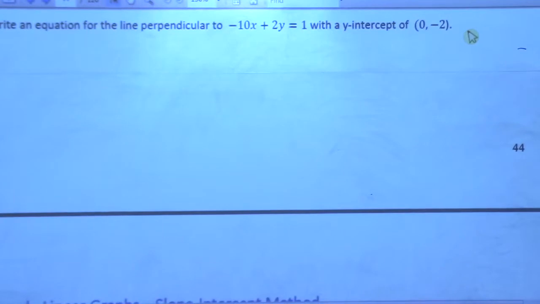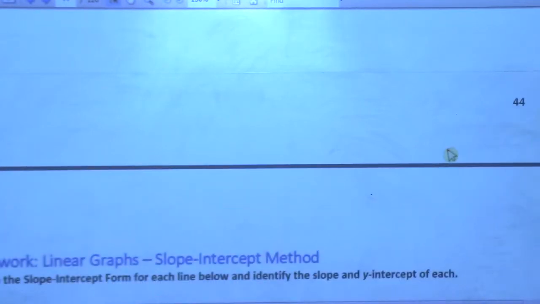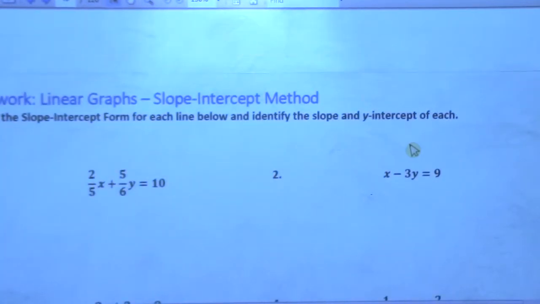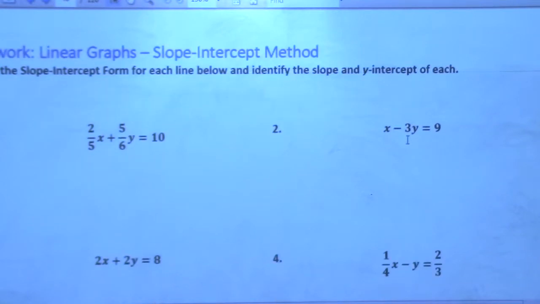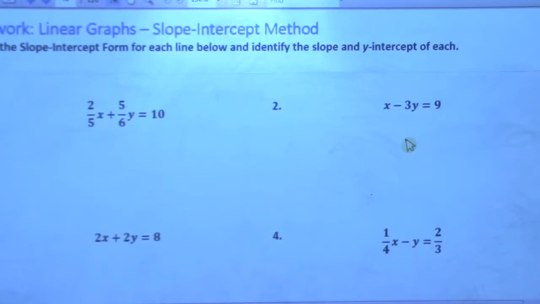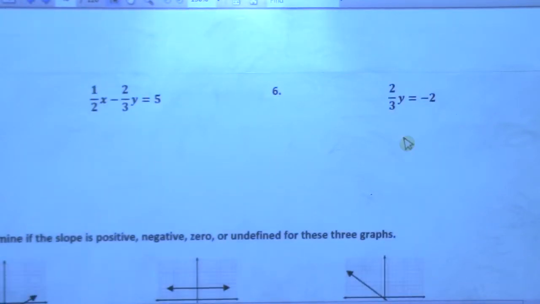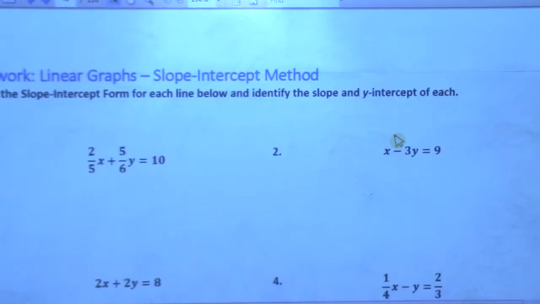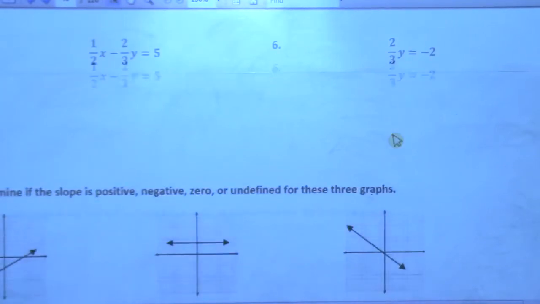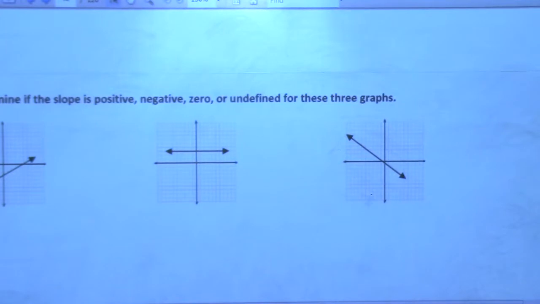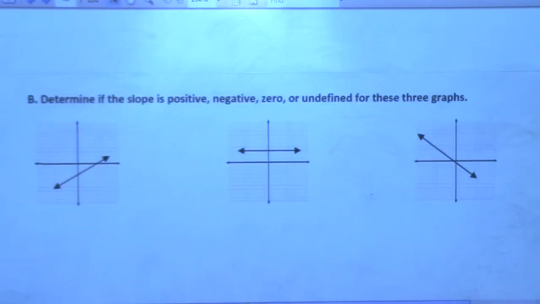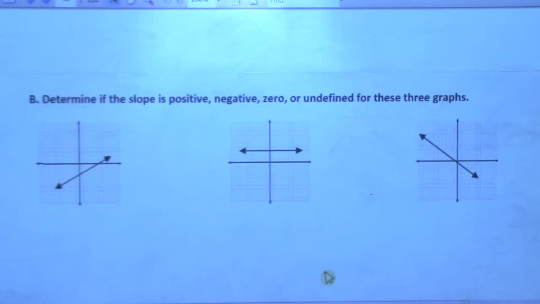Let's see where we are here with our sheet. So that's it. Now we have the homework. So you should be able to get through all this homework now. You have graphing with the slope-intercept method, and then determining if a slope is positive or negative. So just make sure we're clear on this.